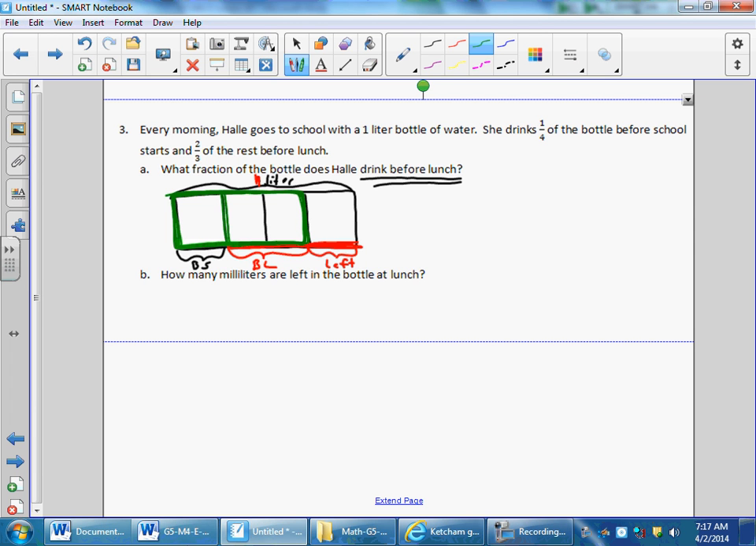So the fraction is 3/4 of the bottle consumed before lunch.